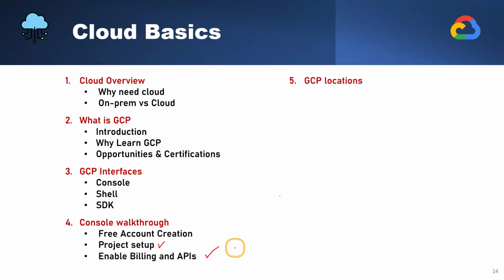And I would like to talk about the GCP locations. What is the region, what is the zone, what is the selection criteria and importance. Whenever you are deploying a service, very important is that you need to select a proper region and zone. If you are not selecting a proper region and zone, it affects your cost, it affects the geographic location, and it affects the performance of your application also. So that's the reason we need to select a proper location, and we will see how we select it and the selection criteria in the GCP locations concept.